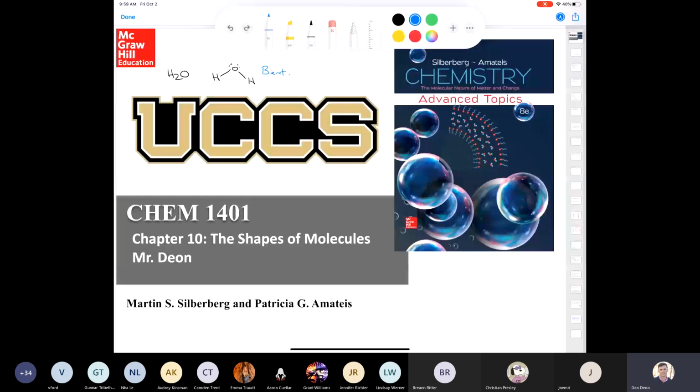What we're going to be doing in chapter 10 is we're not immediately going to be looking at the shapes of molecules, but we're going to get there. We're going to embark on some strategies at the beginning, namely Lewis structures, that will enable us to determine the shapes of molecules. So that's where we're going in this chapter.